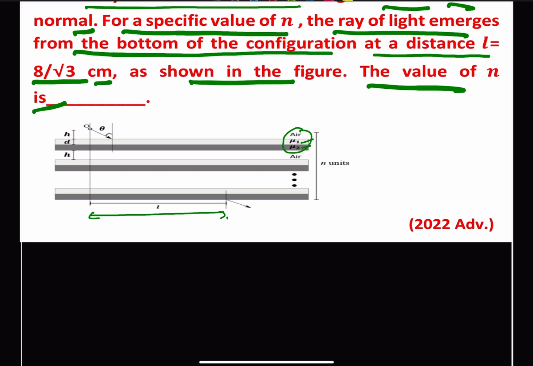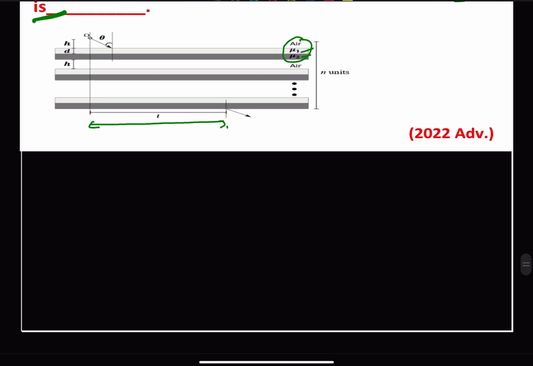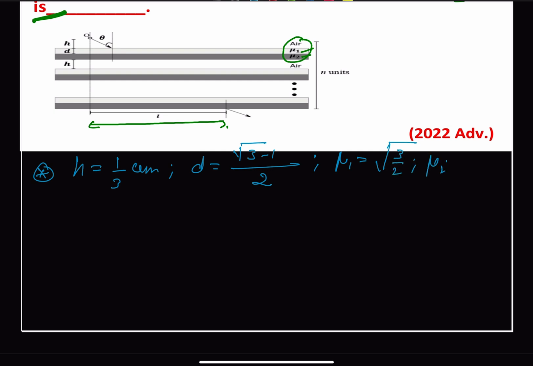So let us state the things which are given. So first thing that is given to us is our height of the air column, that is h is equal to 1 by 3 centimeters, and thickness of the layers is given, that is d. We have square root of 3 minus 1 divided by 2, and we have refractive index of second layer, that is our mu1 is root 3 by 2, and the third layer refractive index is given as root 3, and we are given that the angle of incident is given as 60.